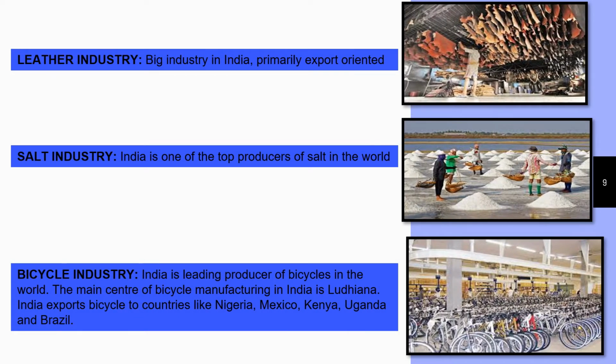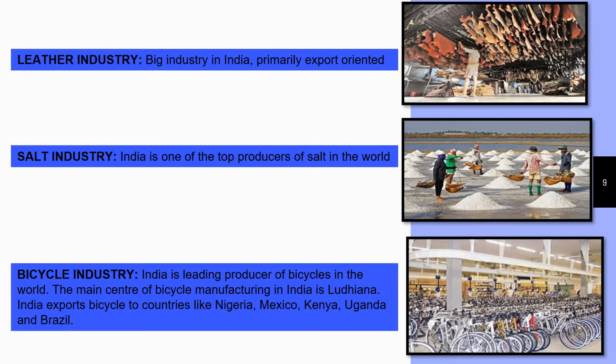The leather industry. The leather industry is a big industry in India. It is primarily export oriented. Salt industry. India is one of the top producers of salt in the world. The annual production of salt in India is 200 lakh tons. The production of iodized salt is 60 lakh tons.